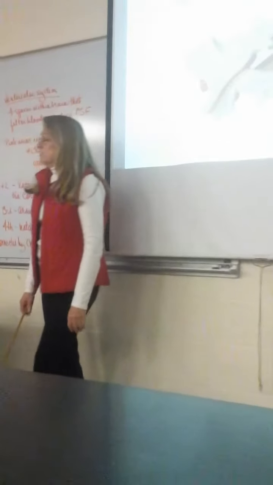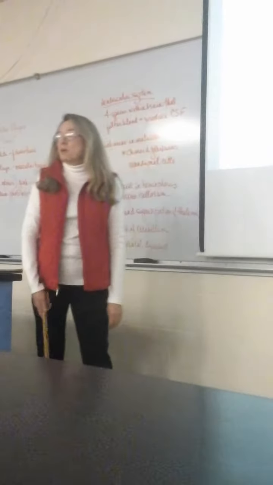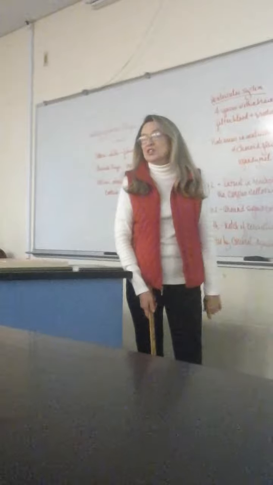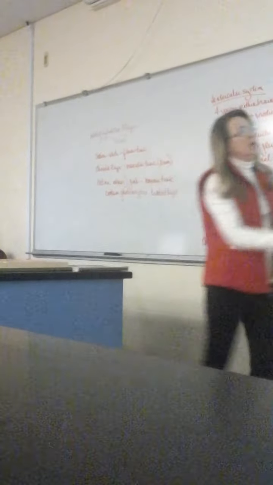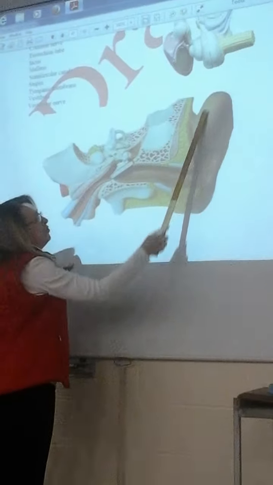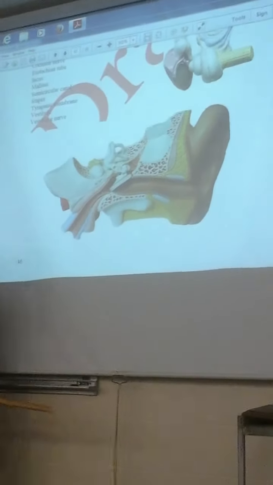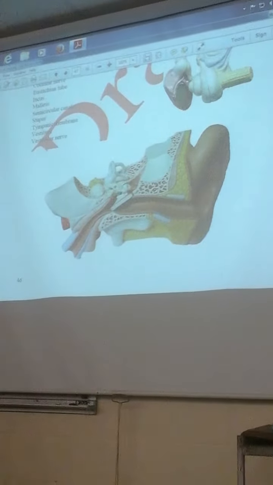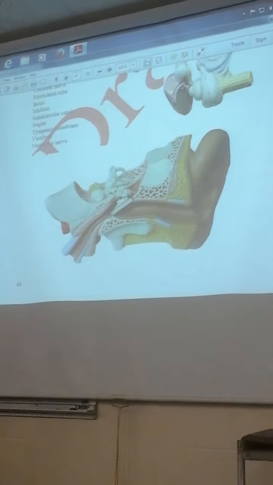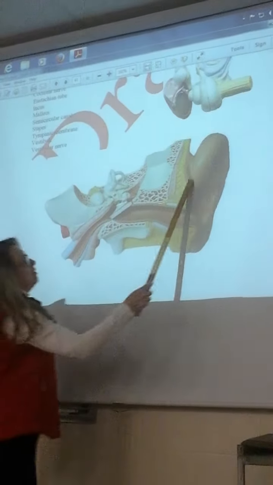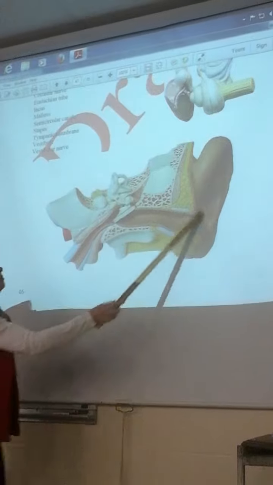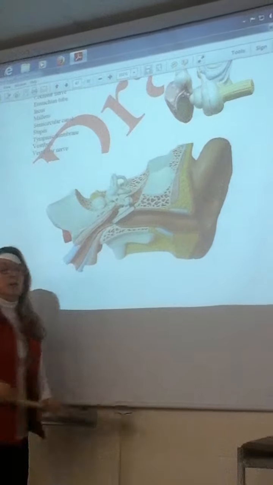I'm going to identify all of them so you can label, and then I'll go back down the list and quiz you. Okay. This outer portion of the ear here is referred to as the auricle. Auricle. It's the second feature on the ear model, I believe. It starts with an A. A, auricle. Okay? This is your outer ear.